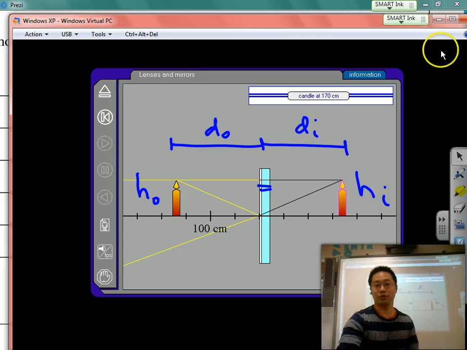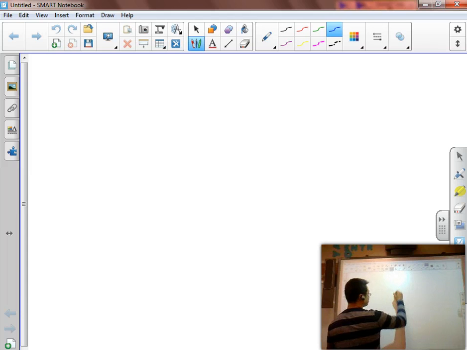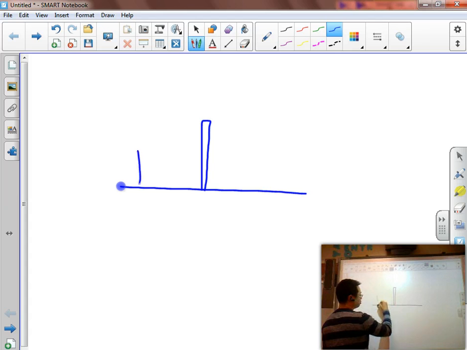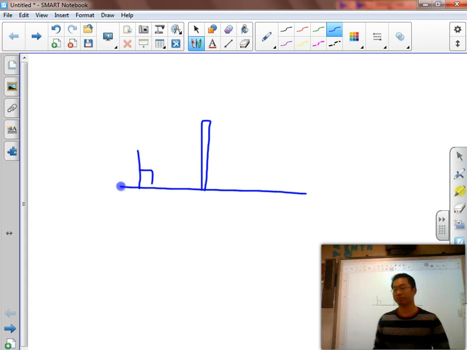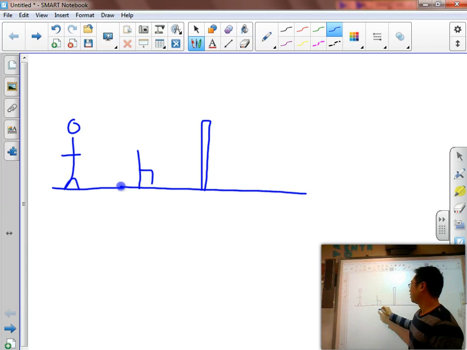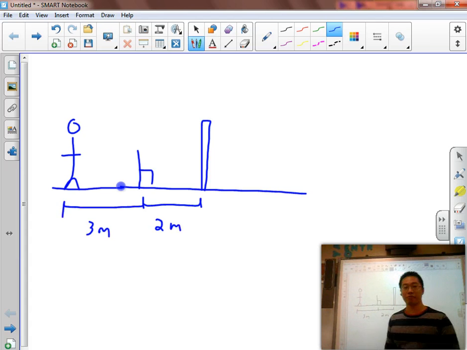So if I were to ask you a question, let's say we have a person standing in front of the mirror, and there's also a chair in front of the mirror. The person is standing behind the chair. The chair is 2 meters away from the mirror, and the person is 3 meters from the chair. So the question is, how far is the image of the chair from the person?